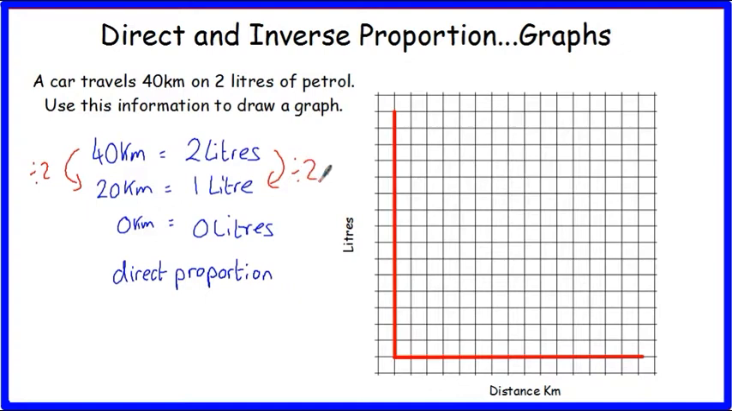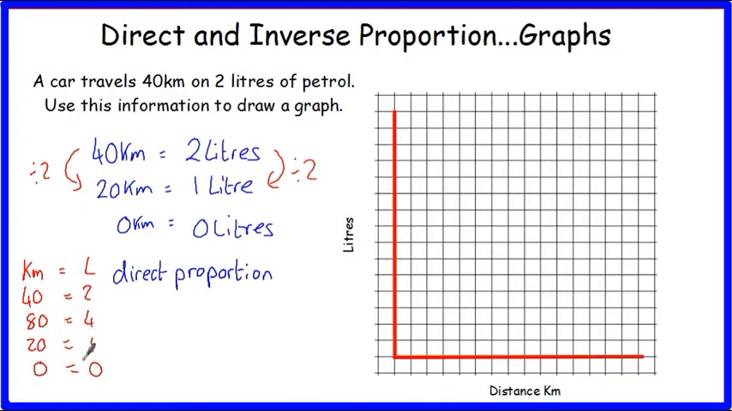So now I need to draw this. If I do a little table here, I'm going to put kilometers, then liters. So when I have 40, that gives me 2. And 80 will give me 4. 20 will give me 1, and 0 will give me 0. So I'm going to plot this.